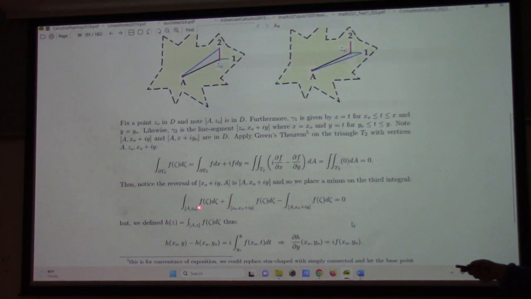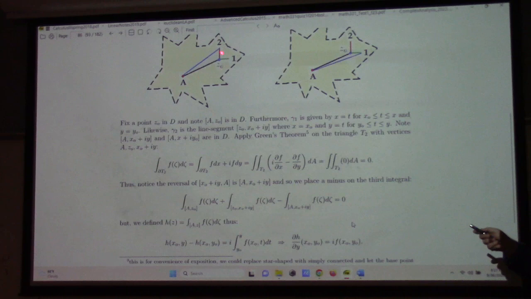You see, notice I put a minus here because if I go counterclockwise around that triangle, I have to think about this. So that's like this way, that, and that. So this one here, from x naught plus iy to a, it naturally would be from x naught plus iy to a. Do you see that? But I put a minus here because I wanted to flip it.